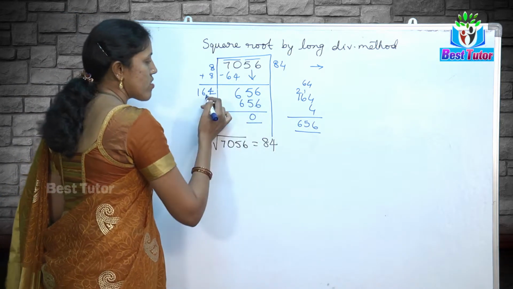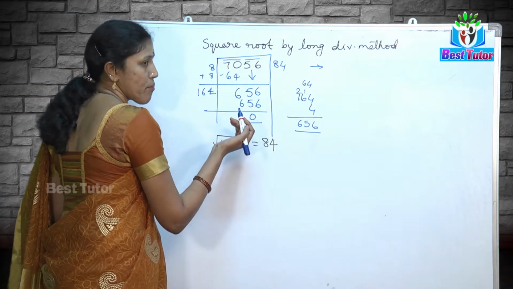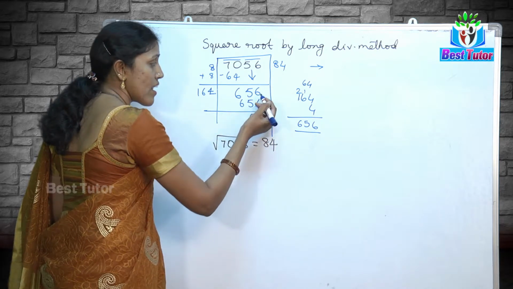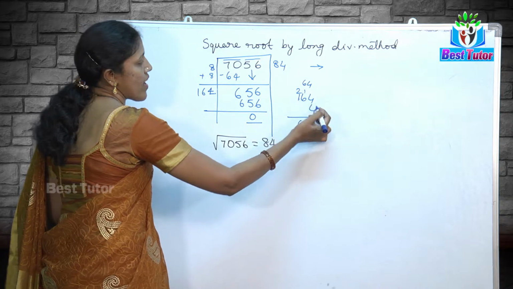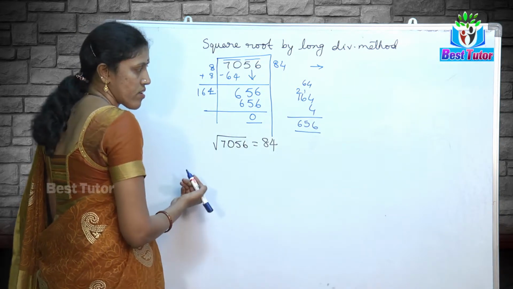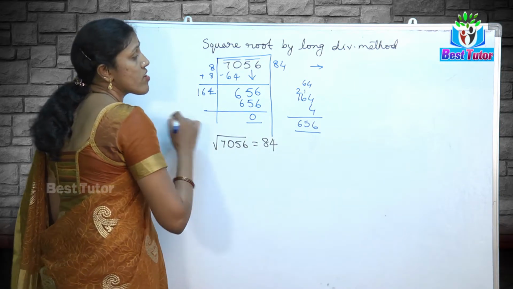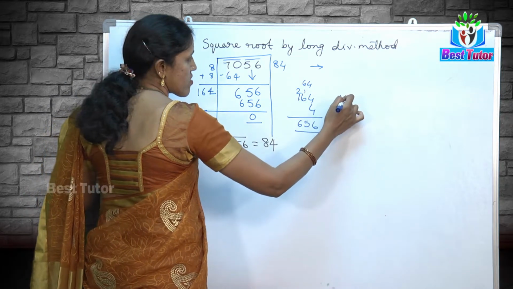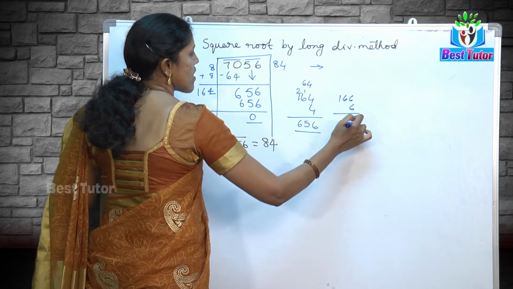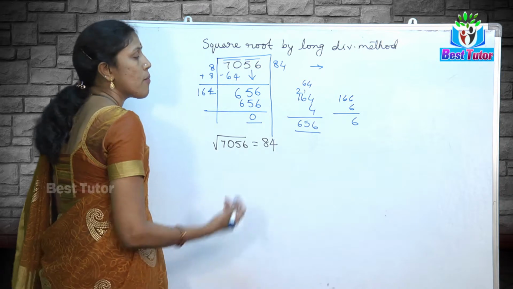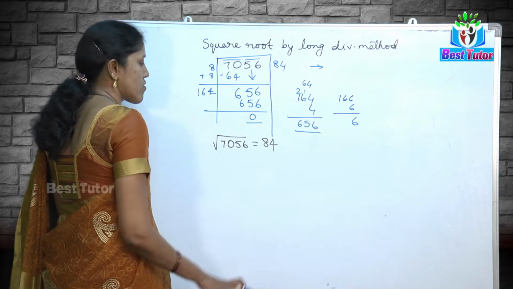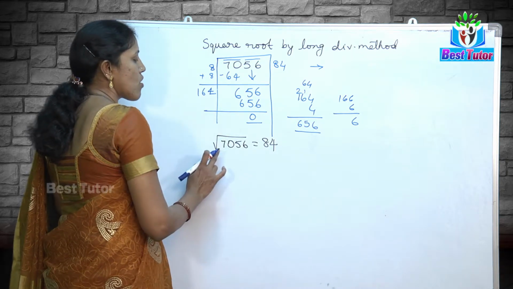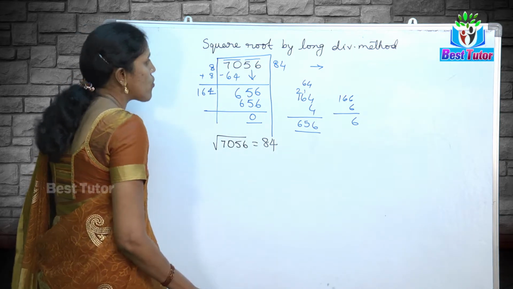I guessed 162. 2 2s are 4, so that may not help me. 3 3s are 9. I need 6 in the ones digit place. So I tried with 164 into 4, 656. It worked out. In case it doesn't work out, I would have tried with 166 into 6. The reason is 6 6s are 36, which also ends with 6. But here we don't have to do that because 164 into 4 is 656. Hence, the square root of 7056 is 84.